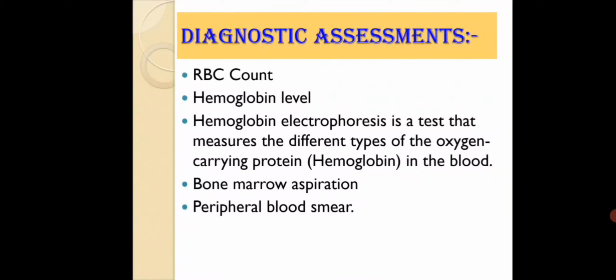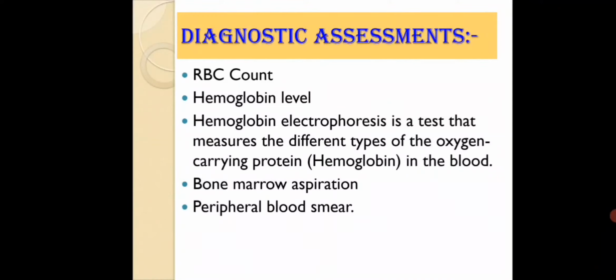Laboratory investigation, mainly the first investigation is complete blood count. In complete blood count, what is important? Red blood cells and hemoglobin. So the RBC count, red blood cell count, and hemoglobin level are very important here to highlight the disorder. We can come to know the severity of the disease.